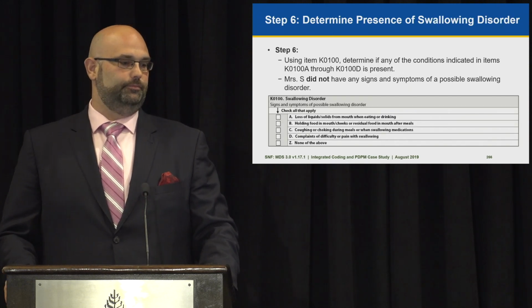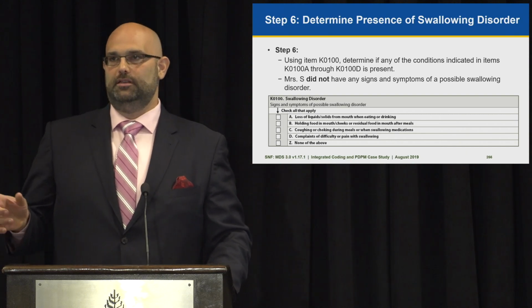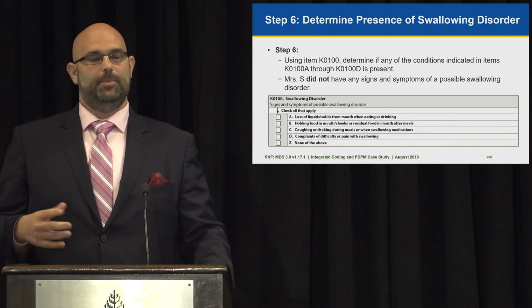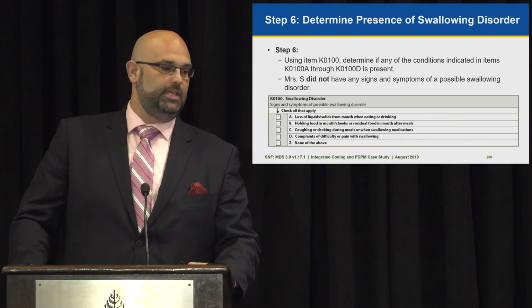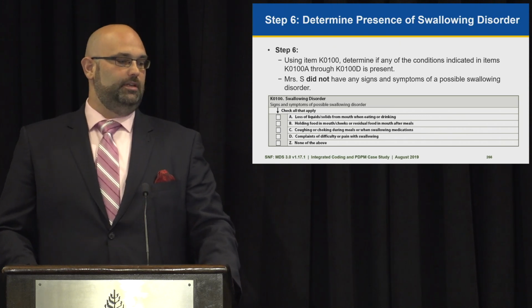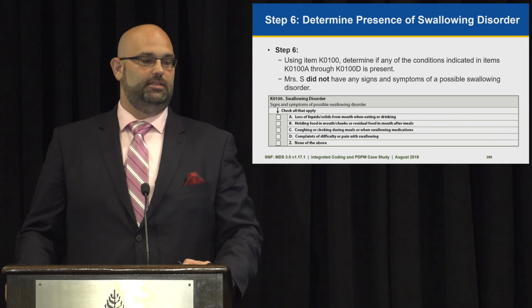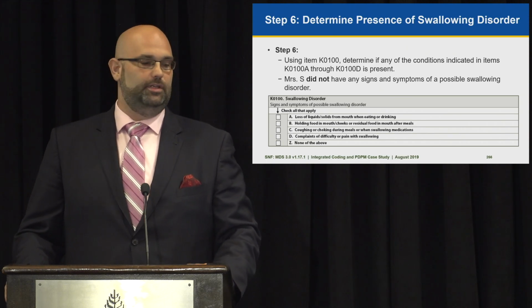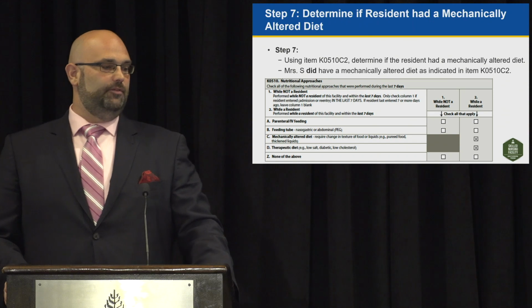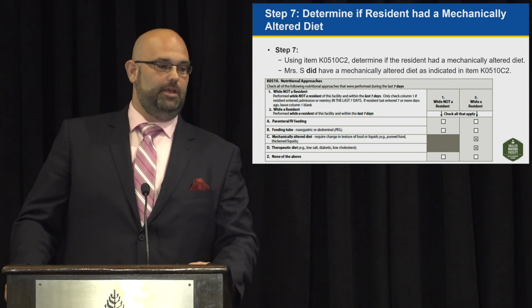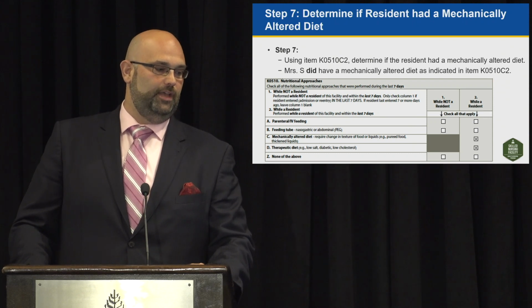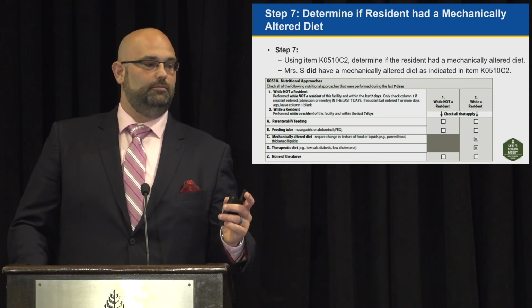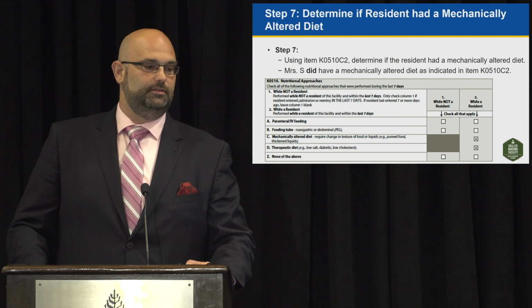to 0. So then we move on to the next set of criteria, which were swallowing disorder and mechanically altered diet. For the first one, in terms of a swallowing disorder, we use K0100, and we see that Mrs. S did not have any signs or symptoms of a possible swallowing disorder. Step 7, we look to see whether or not Mrs. S was on a mechanically altered diet, and as we see here, as checked off in K0510C, Mrs. S was on a mechanically altered diet.